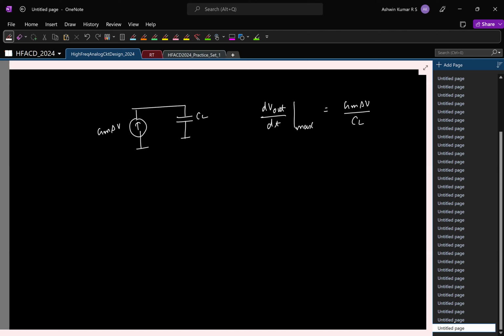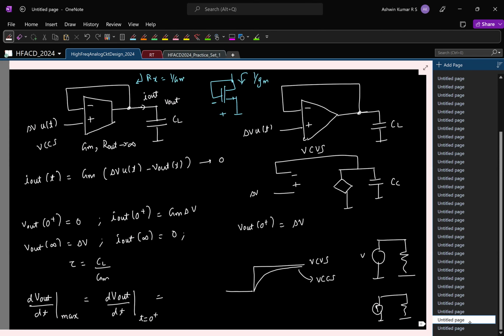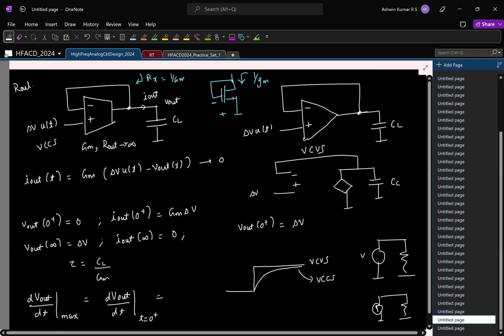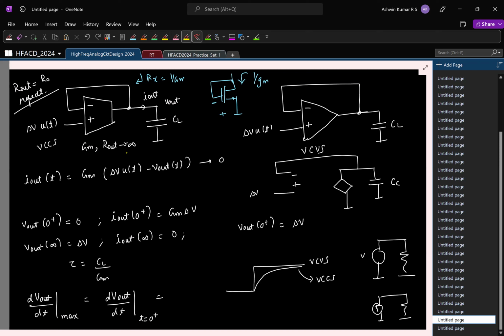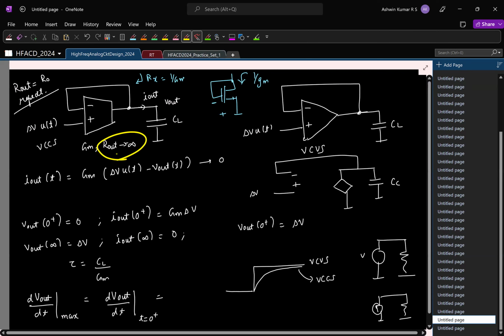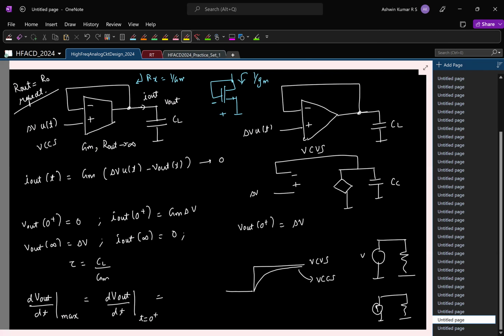Take it as an exercise and repeat the same calculation, assuming finite R out. Assume R out is some R naught and repeat, because I have ignored the intrinsic output resistance here, so do it yourself. Cool. So now we know what will happen if you have an ideal OTA and put it in negative feedback.